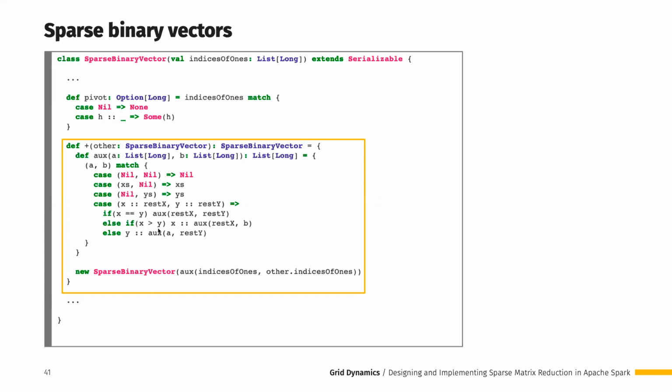Else, if x is greater than y, as we want to keep the descending order of the result, we have to put x first. So we do x cons and the recursive call ox of rest of x and b. And else is the symmetric case when y is greater than x. Then we need to put y at the front. So y cons: we add y to the front of the list, and the tail is the recursive call ox of a and the rest of y. As a result of the addition, we just return a new sparse binary vector with the results of the ox helper addition.